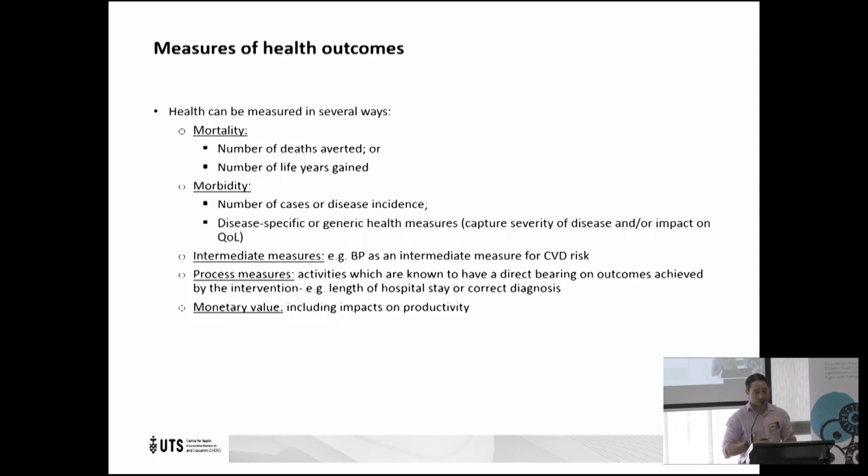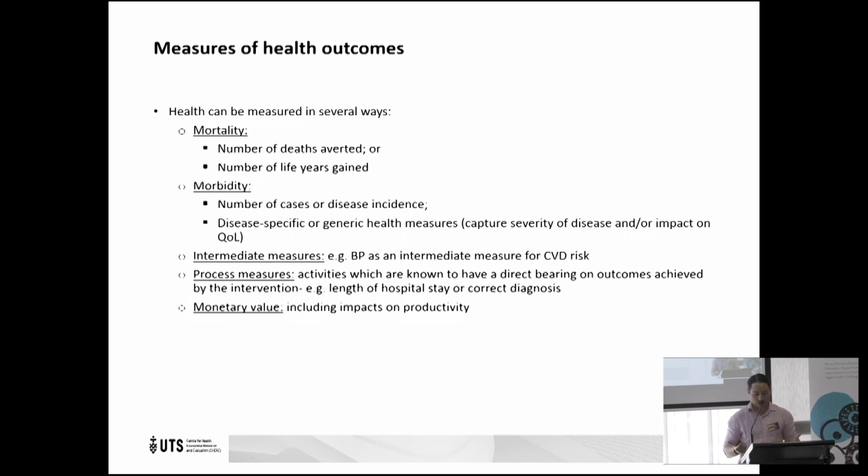As such, as I mentioned, health can be measured in several ways. So we can consider mortality, like the number of deaths averted or number of life years that might be gained from an intervention. We can look at morbidity. We look at how many cases of disease or injury are occurring. Or we can explore the impact of an intervention on the severity of the disease that someone might be experiencing, or their quality of life.